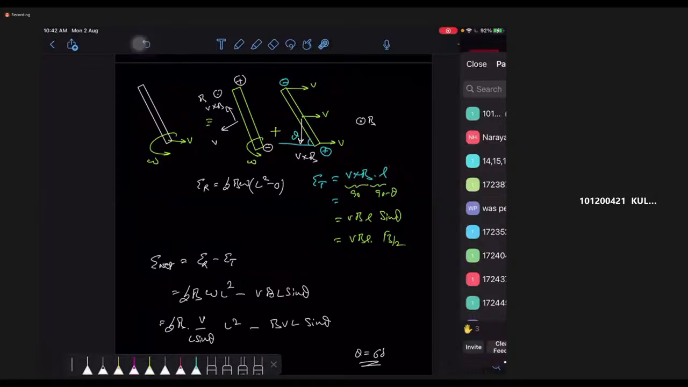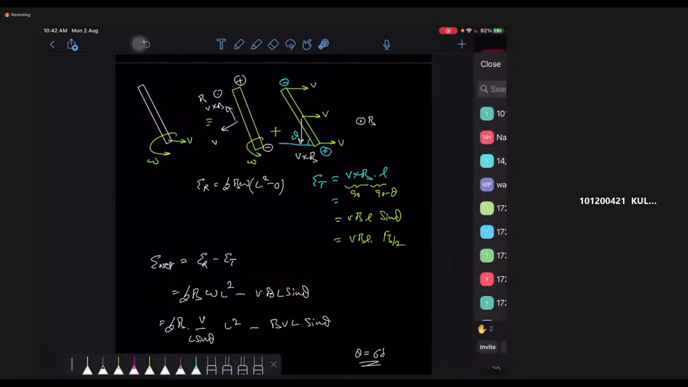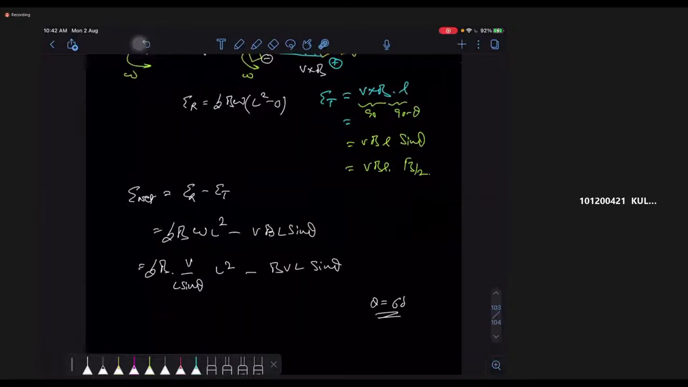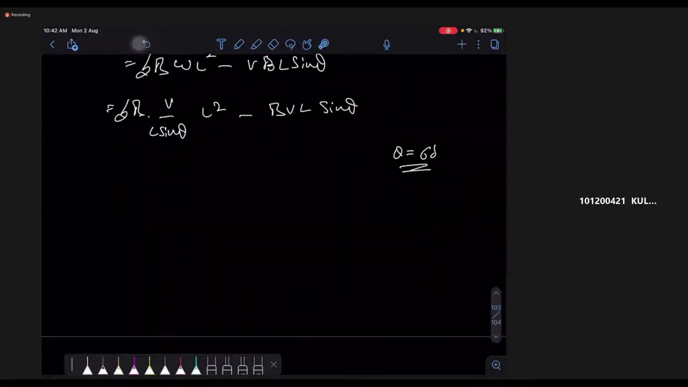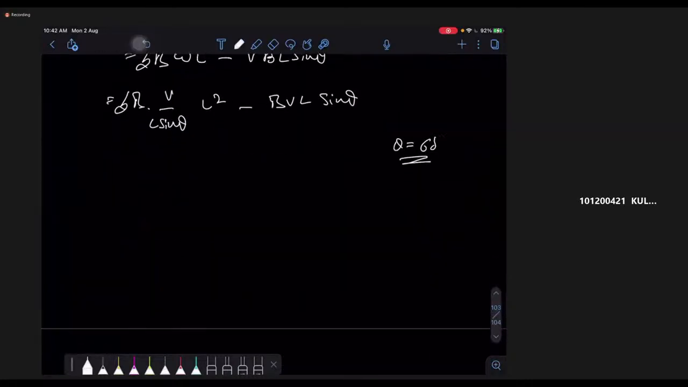So the 11th question, what they have given is the potential difference between the points A and B will be. This type of question we had discussed in the class. Anyway, just listen here.